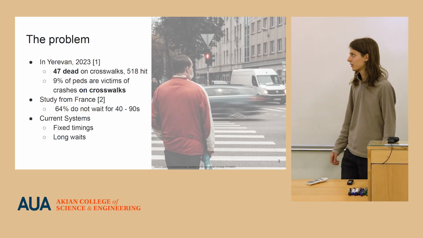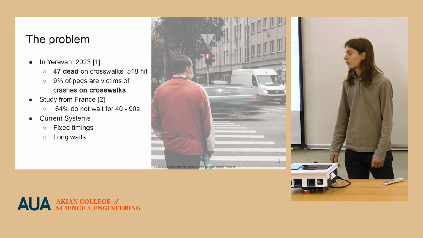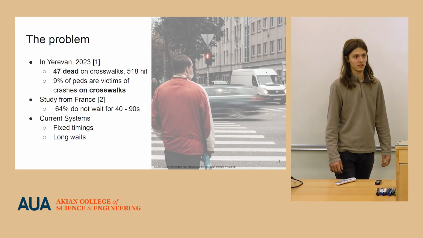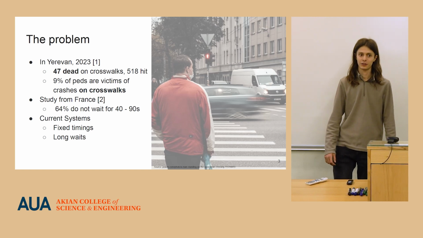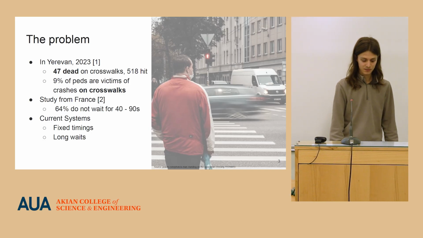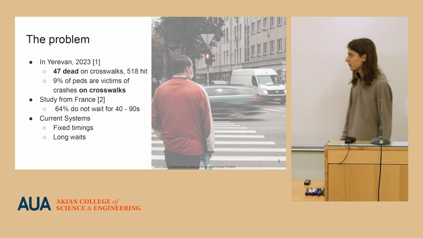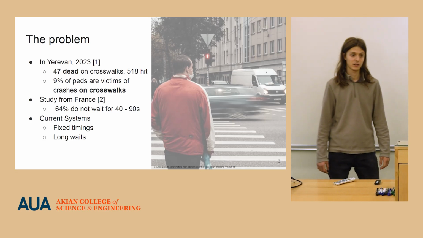And a study from France shows that 64% of pedestrians do not wait for 40 to 90 seconds, and probably most of you who have crossed the street know that a lot of traffic lights in Yerevan hold pedestrians for even more than 90 seconds. So the problem with the current systems in Yerevan is that they have fixed timings and they have long waits for pedestrians.